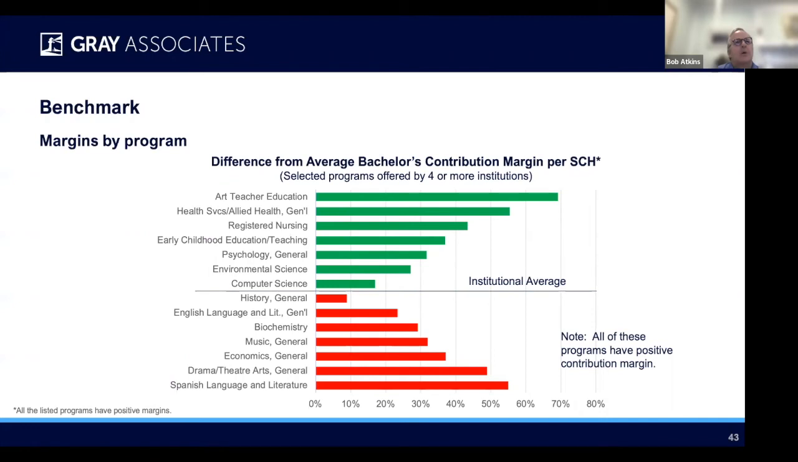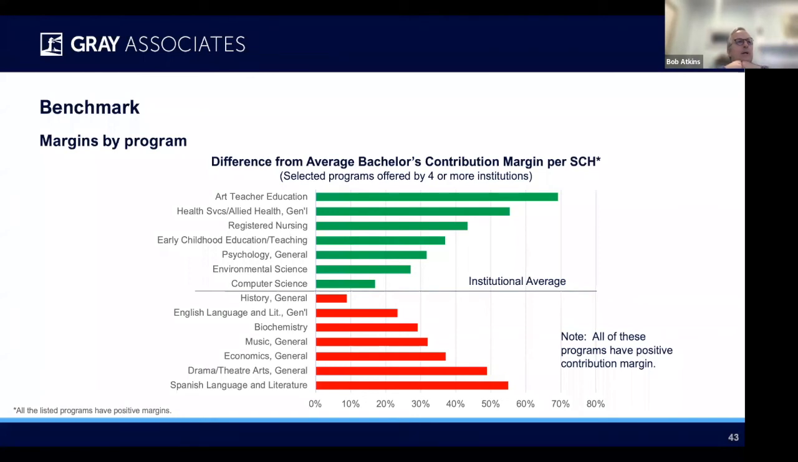So the way nursing is run actually makes it a high margin program, and I suspect that's because the classes run full. There are not a lot of choices you can have in your nursing program, so you haven't diffused nursing students across a wide selection of courses, so class sizes are still pretty healthy.